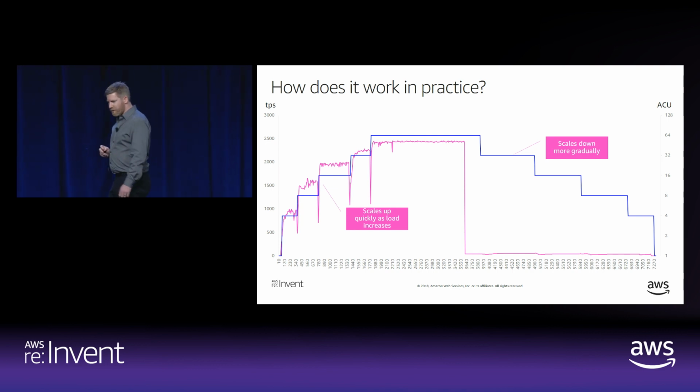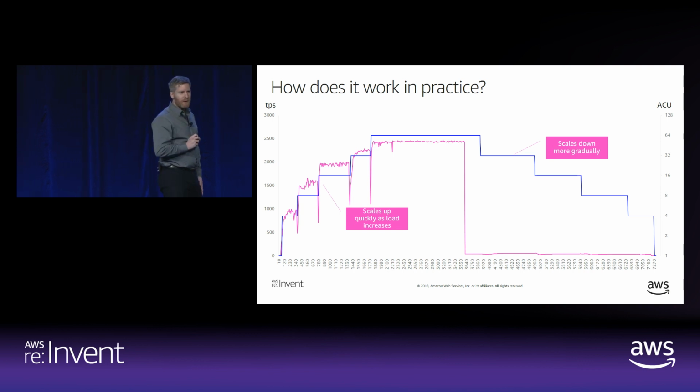Now, midway through this, we go ahead and slow down the synthetic workload, and we can see Aurora Serverless gradually scaling its capacity back down. Then finally, at the end, we go ahead and shut the workload down, and we can see the Aurora Serverless database going to sleep.